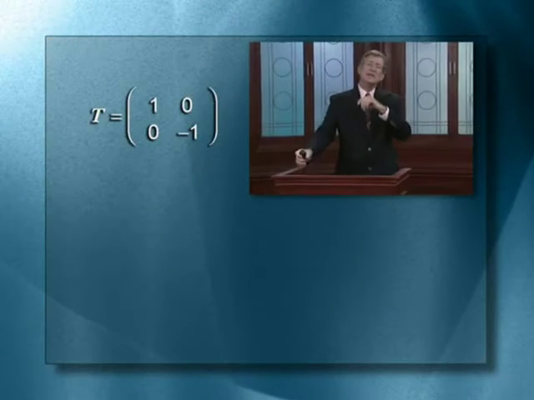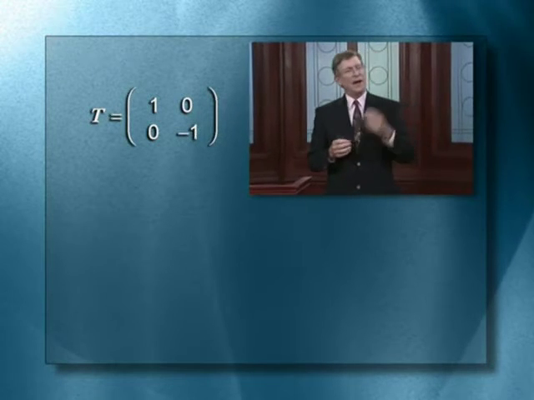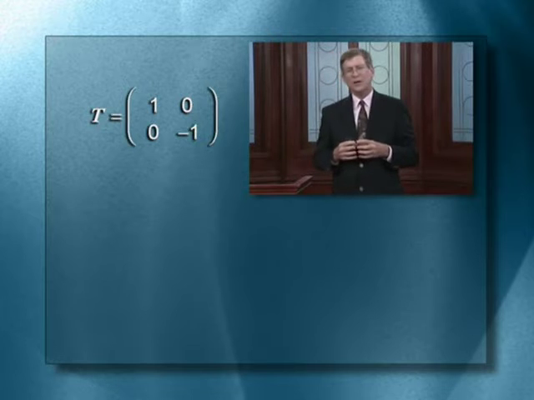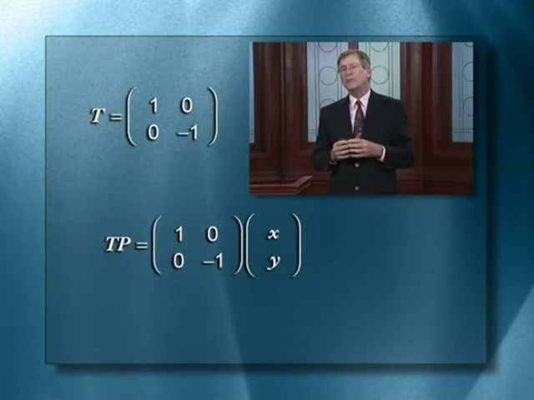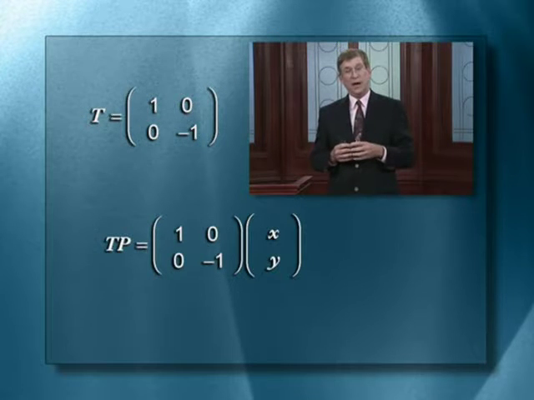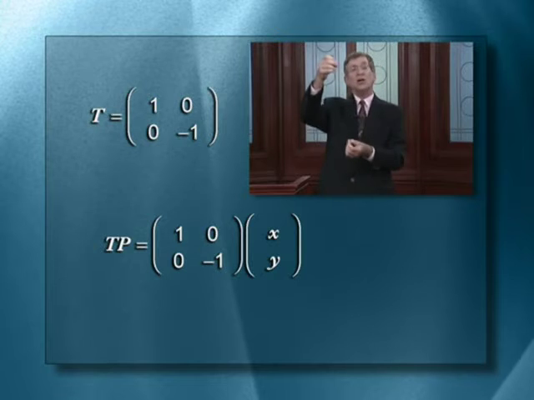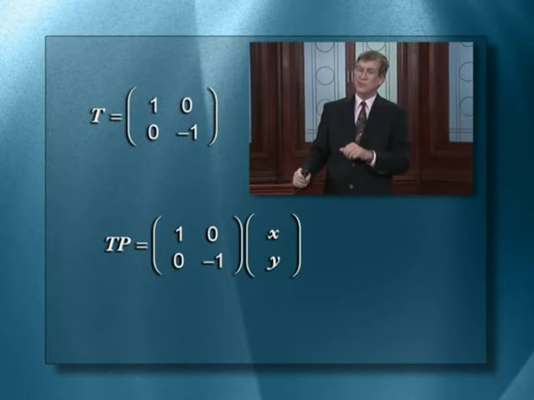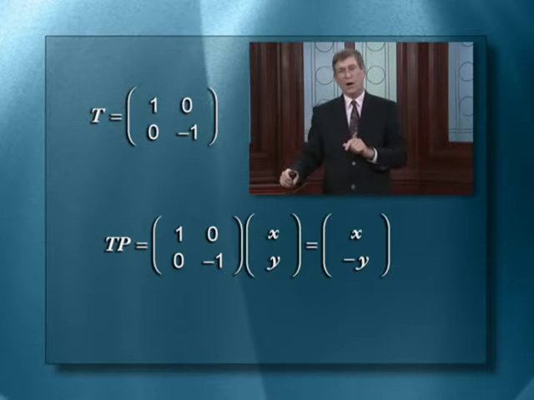All right, what do you think this matrix does to a point? 1, 0, 0, minus 1. Now the minus sign's in the second row. What do you think it's going to do? Well, let's try it out. Let's try multiplying that matrix times x, y. Remember, x, y is a point in the plane, but I'm writing it as a column matrix because I have to multiply. All right, and I get the answer x, minus y.